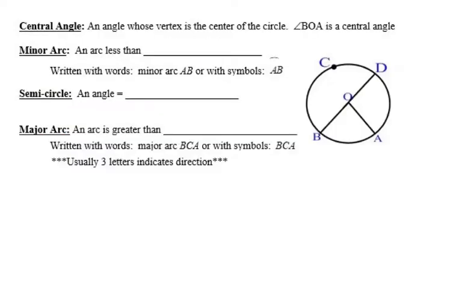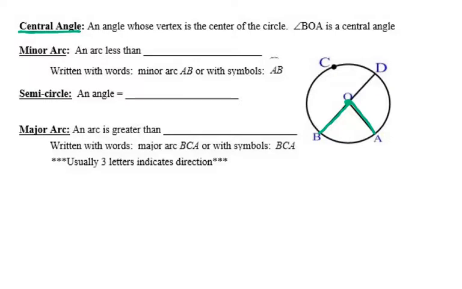Moving into some new vocabulary here, our first term is going to be a central angle. Now, a central angle is going to be an angle whose vertex, remember the point of the angle, is at the center of the circle. So we can see here that angle BOA is a central angle. And we know it's a central angle because its vertex is at point O, the center of our circle.